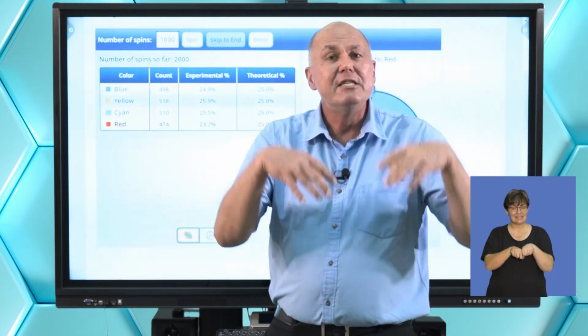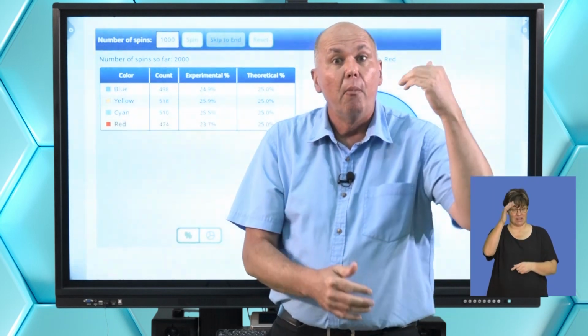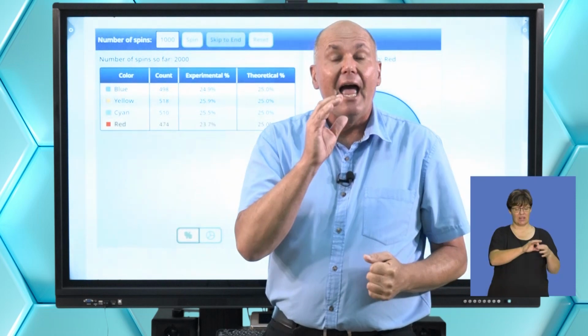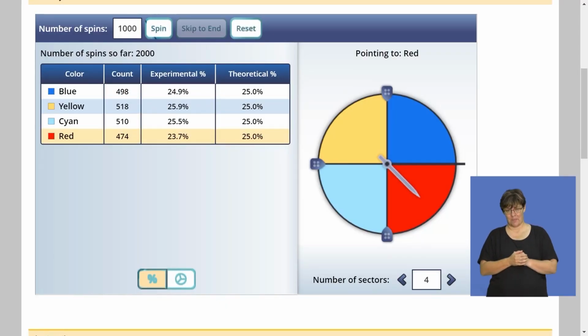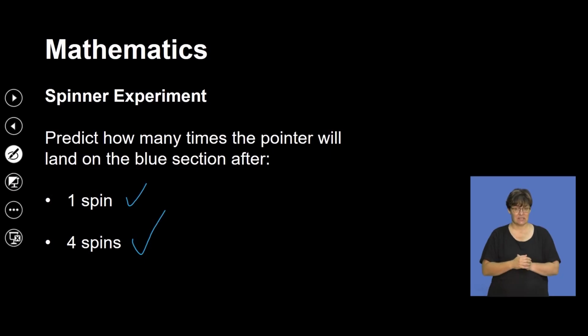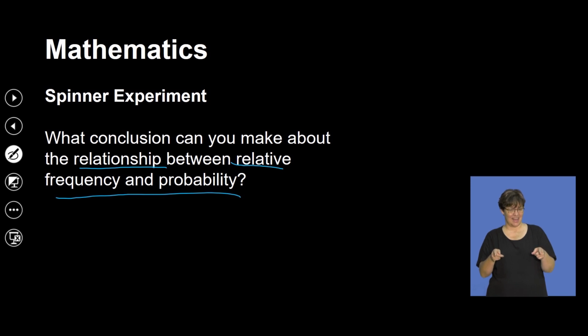So in doing this experiment and seeing that there's a difference between theoretical probability and relative frequency, I hope you can see that we can make some predictions, that our idea of the spinner is not so far-fetched. What conclusion can you make about the relationship between relative frequency and probability? Well, you see, it all matters about the number of times, the number of trials you go.